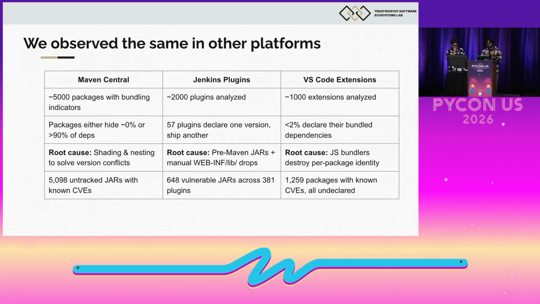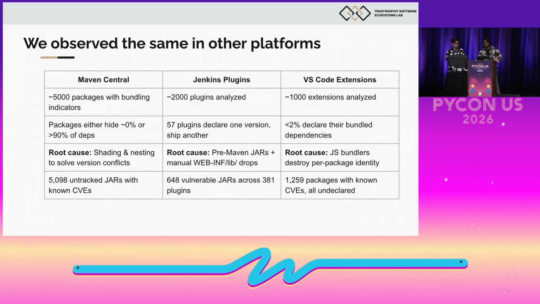We did the same analysis on Maven Central, Jenkins plugins, and VS Code extensions. The patterns are different. In Java, it's because you're shading or you're nesting. In JavaScript, it's because of bundling or minification. The result is the same: the packages exist inside your artifact, but they're totally invisible to any metadata-based scans. So this is often a systemic problem, not an accidental thing.